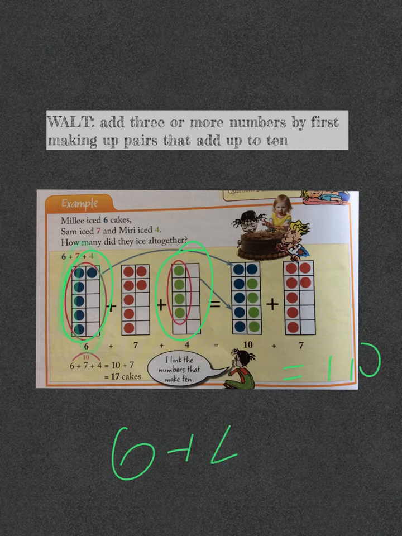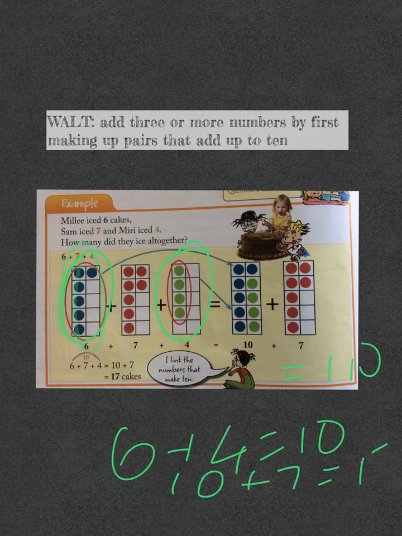So 6 plus 4 equals 10. And then we've got a 7 left over, so we can then say 10 plus 7 equals 17. So we know that 6 plus 7 plus 4 equals 17. So we're linking the numbers that make 10.